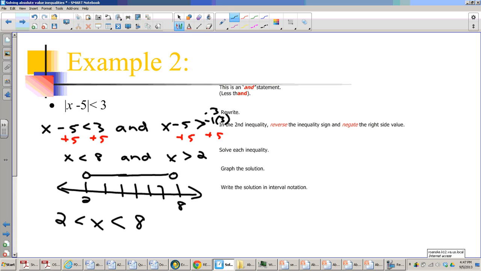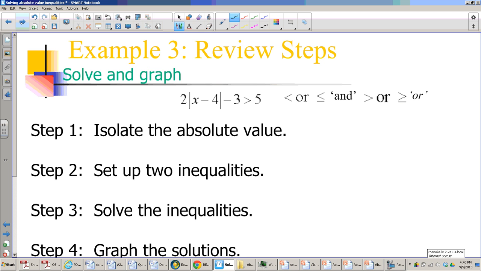Now let's write this in interval notation. The smallest number is 2, the largest number is 8. We have parentheses on both sides because we have a circle. Let's look at this next example.